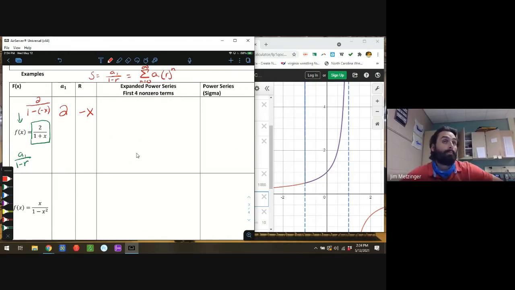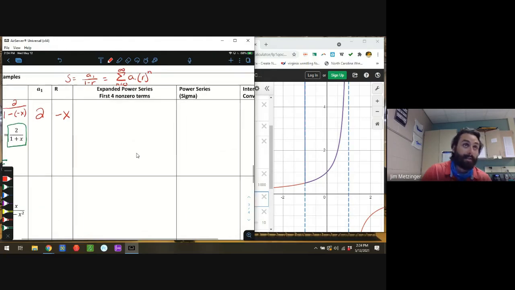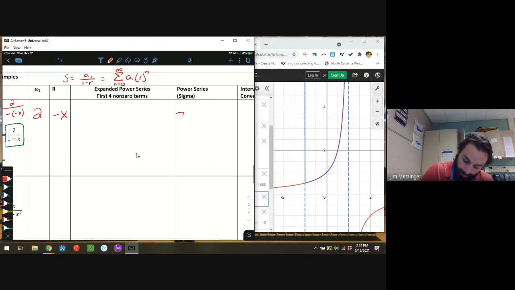Well, the 2 over 1 plus x is the sum. That's what I want it to add up to be. So my power series, if I know a1 and I know r, using sigma, is going to be equal to the summation from n equal to 0 to infinity of a1, which is 2, times r, which is negative x, raised to the n power. Simple enough. Okay, sweet.